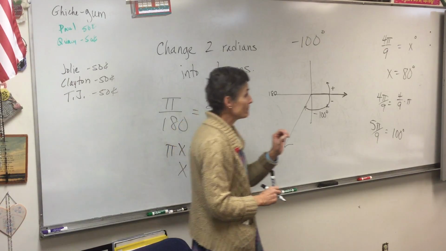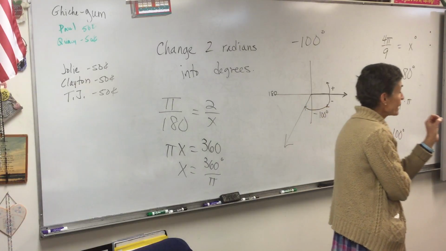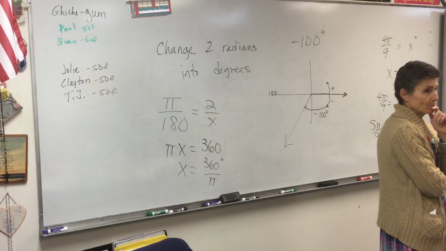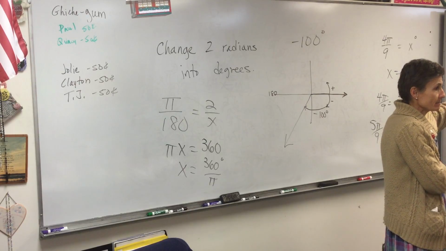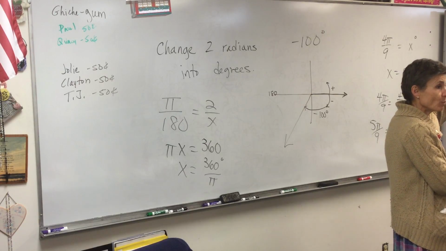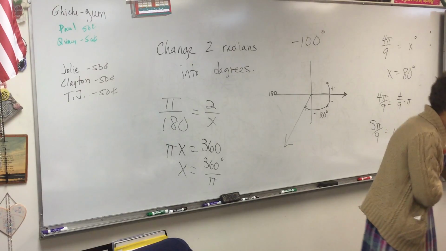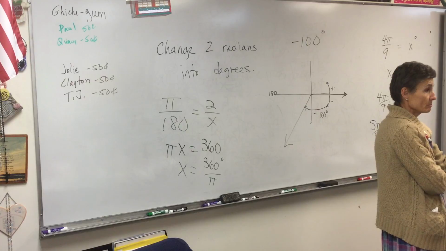All right, so quick review. When we draw angles in standard position, where do we start? Positive x-axis. If the angle is positive, we go up and around. If the angle is negative, we go down and around.